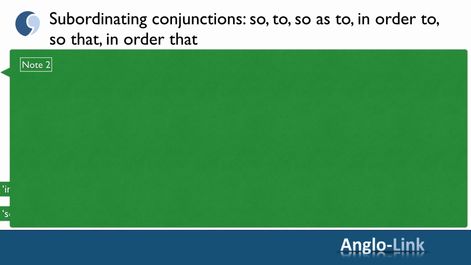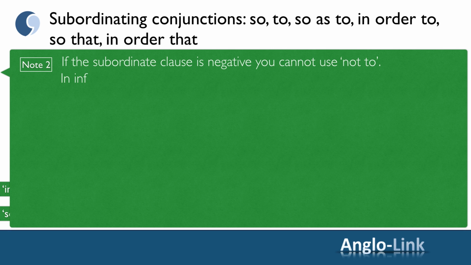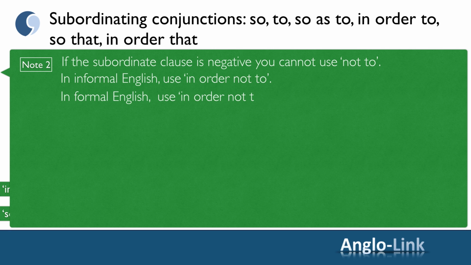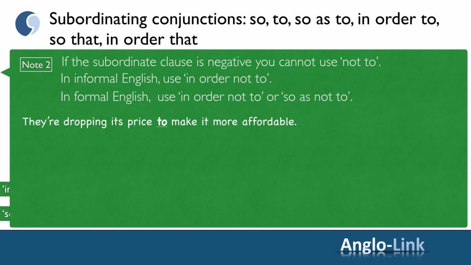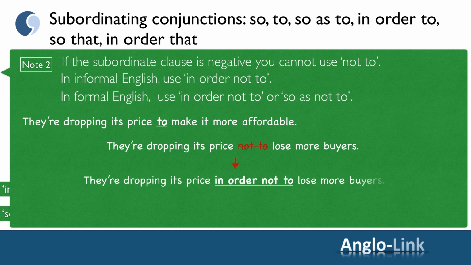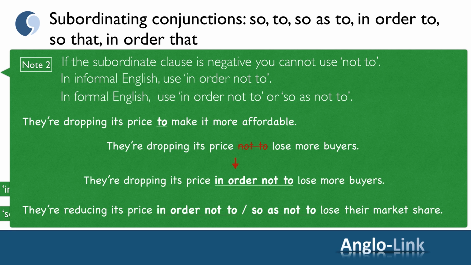Okay, a second note. If the subordinate clause is negative, you cannot use not to. In informal English, use in order not to, and in formal English, use in order not to or so as not to. Okay, let's look at the positive sentence first. They're dropping its price to make it more affordable. Now, to change this into a negative, we can't say they're dropping its price not to lose more buyers. You have to change to in order not to. They're dropping its price in order not to lose more buyers. Or they're reducing its price in order not to, or so as not to lose their market share.